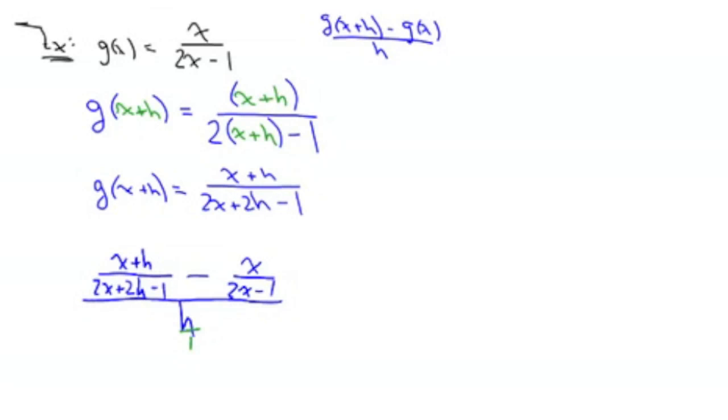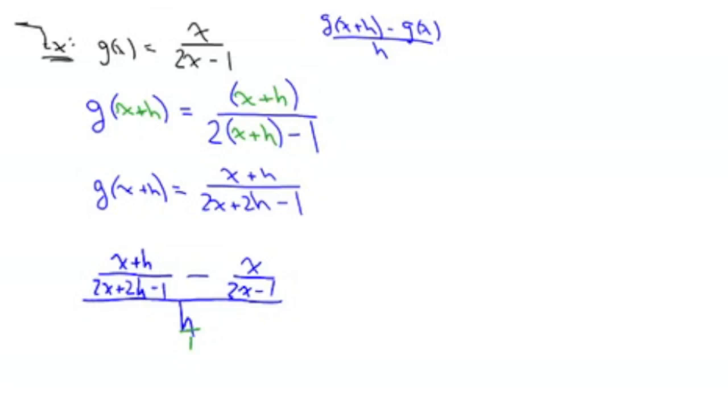What else is in the denominator? This h is not... I mean, the denominator of each one of the fractions. Oh, it needs a 2x minus 1. It needs a 2x plus 2h minus 1. These things aren't the same. They're totally different. Even though they have some of the same pieces, they're totally different numbers.